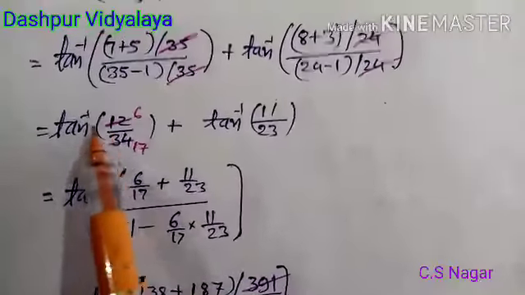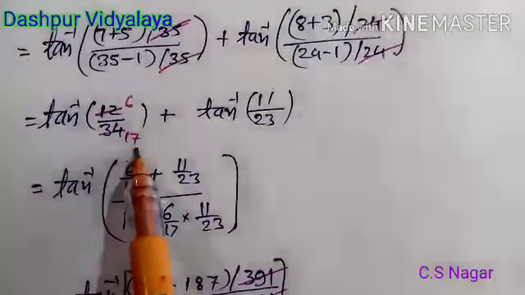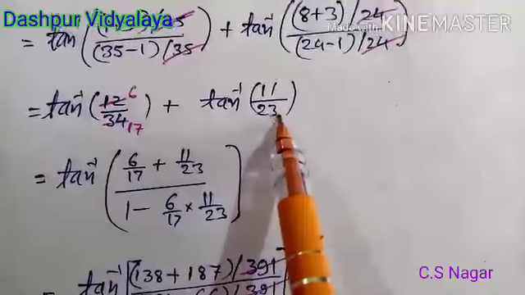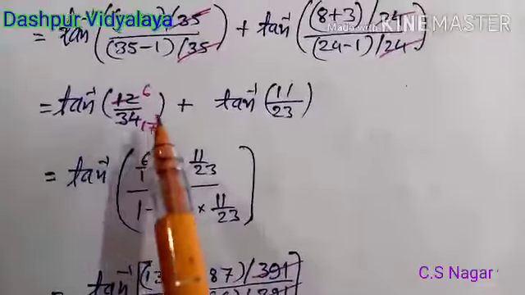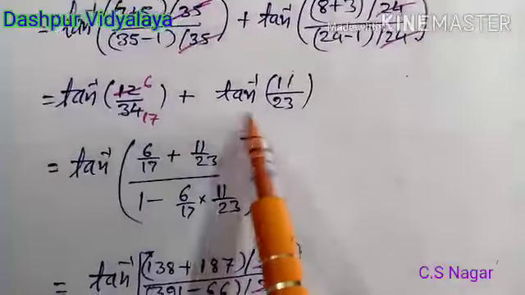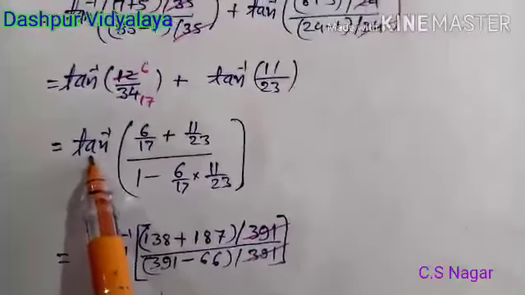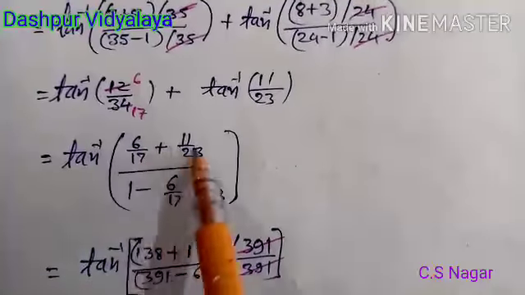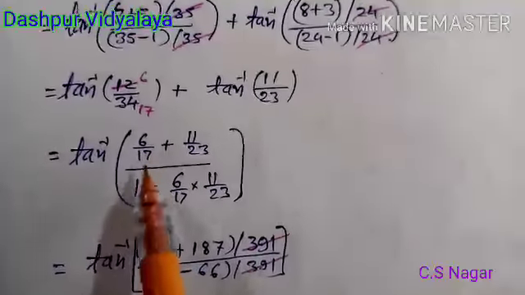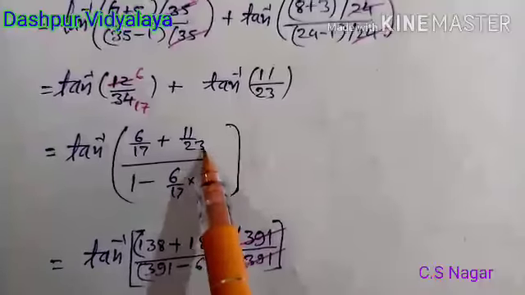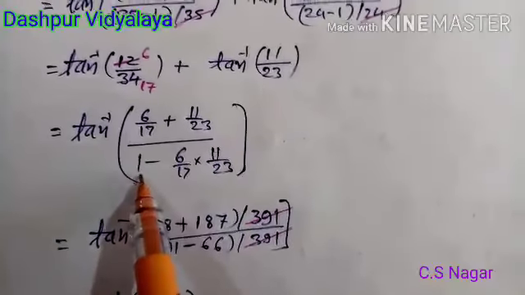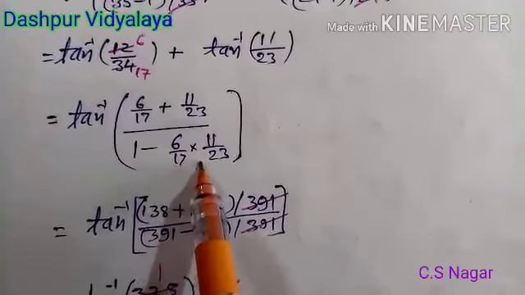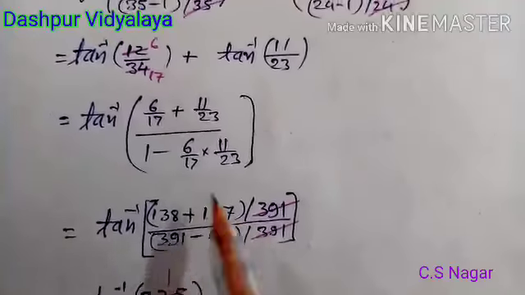Now the question is tan inverse 6 by 17 plus tan inverse 11 upon 23. Once again it is like tan inverse x plus tan inverse y. So once again use this formula, tan inverse of x plus y upon 1 minus x into y. So 6 by 17 plus 11 upon 23, and this is 1 minus 6 by 17 into 11 upon 23.